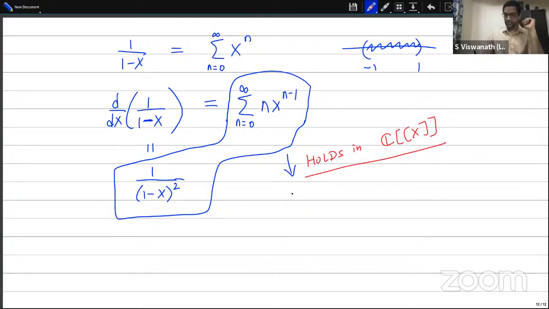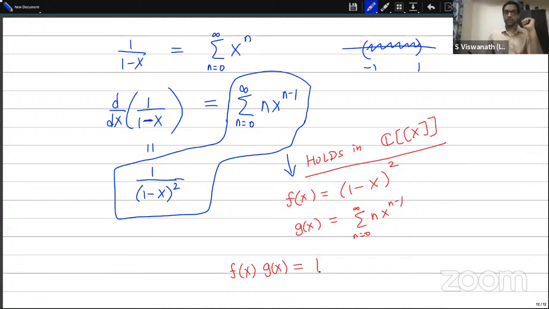In other words, if I define my function f of x to be 1 minus x the whole square, and if I take g of x to be summation n x to the n minus 1, then when I multiply them in my formal power series ring, I claim I will get a 1. Okay, let's check this. So what is this? It's 1 minus 2x plus x squared. And this is just summation n x to the n minus 1.